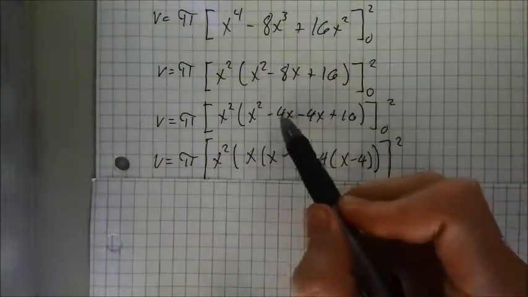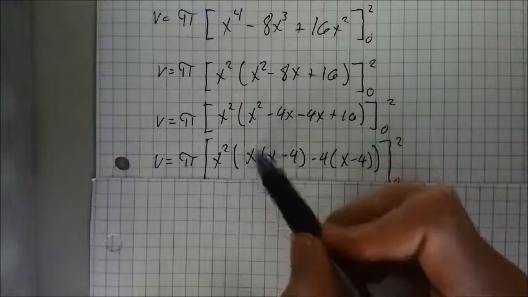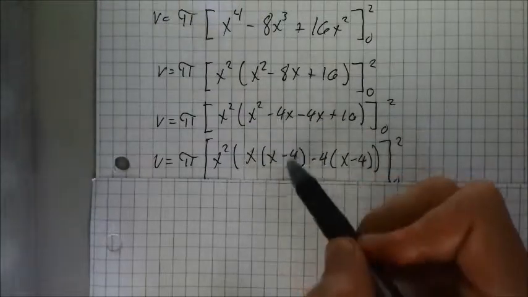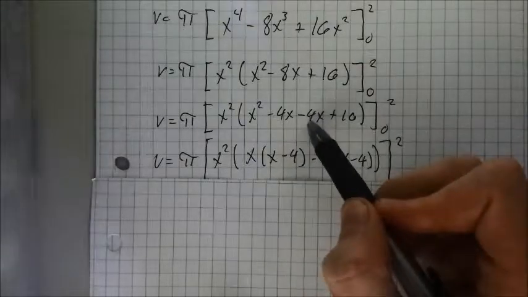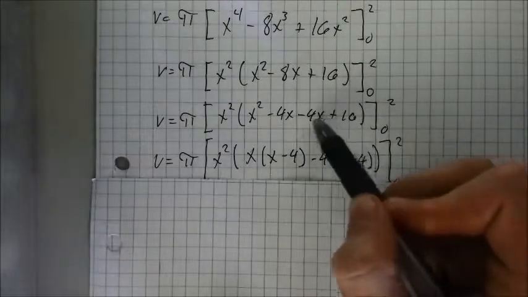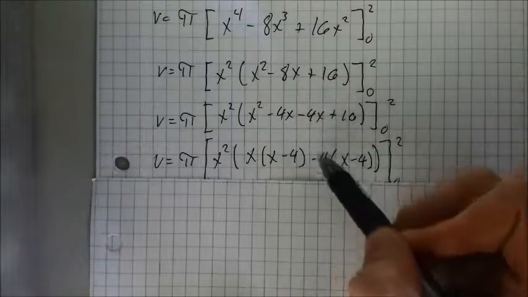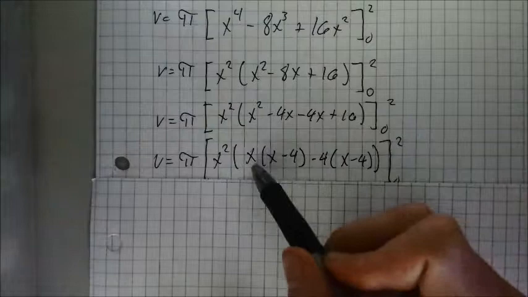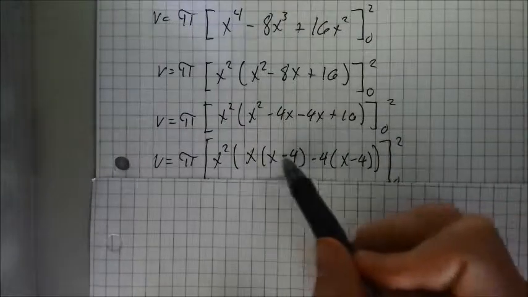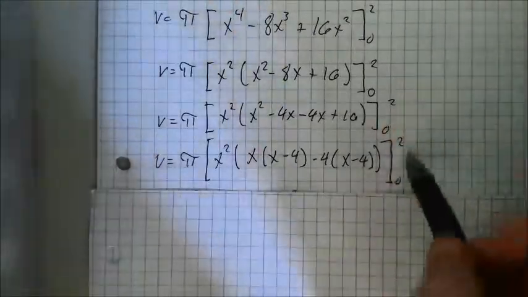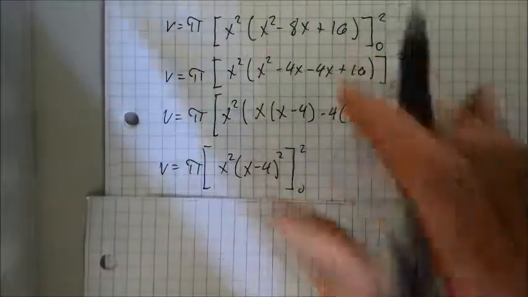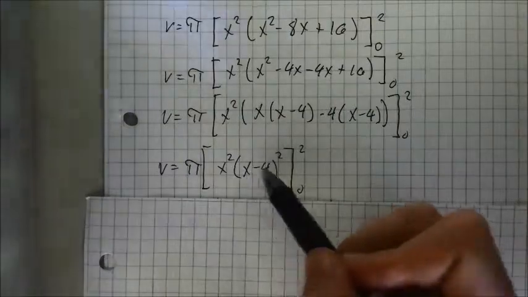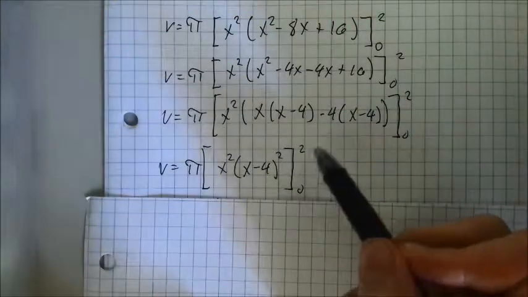And again, from here, I can factor this part. So x squared minus 4x has an x in common. I pull out an x, and I'm left with x squared divided by x is x, negative 4x divided by x is negative 4. And over here, I have negative 4x plus 16. Pull out a negative 4: negative 4x divided by negative 4 is x, and positive 16 divided by negative 4 is negative 4. So I'm left with x minus 4 and x minus 4, evaluated 0 to 2. And so I can rewrite all of this as V equals pi times x squared times x minus 4 squared, evaluated at 0 to 2.